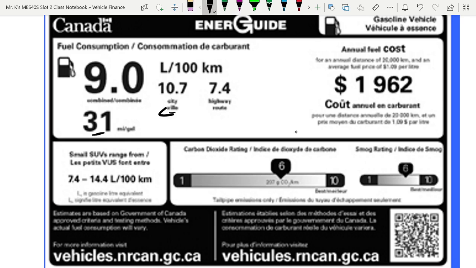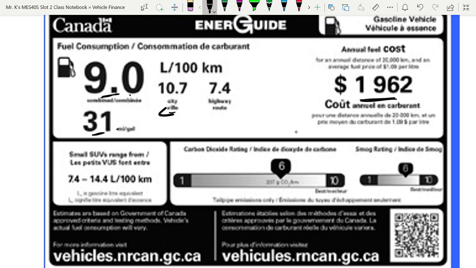This number here is just the American version of this. Instead of liters per 100 kilometers, it is miles per every gallon. I think that's what that says, miles per gallon. So you get 31 miles per every gallon. If you did a little bit of math, you could convert this number to that number just using some unit rates. This is the other interesting number I wanted to talk about for a sec.